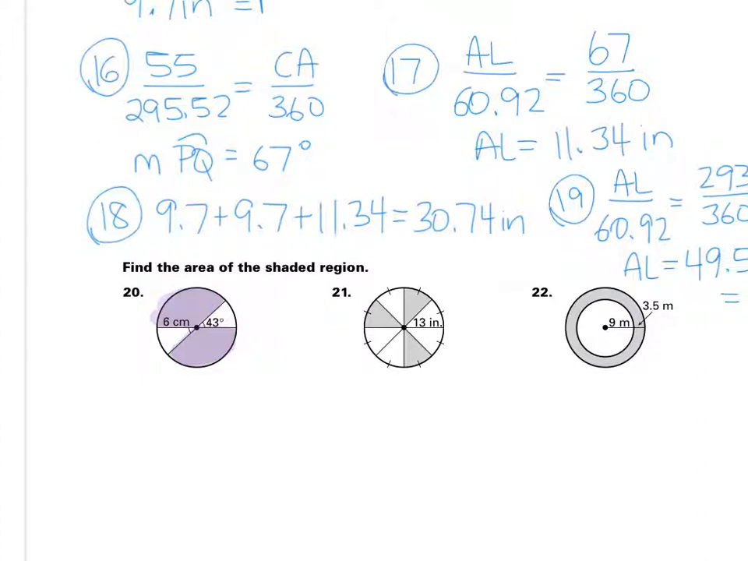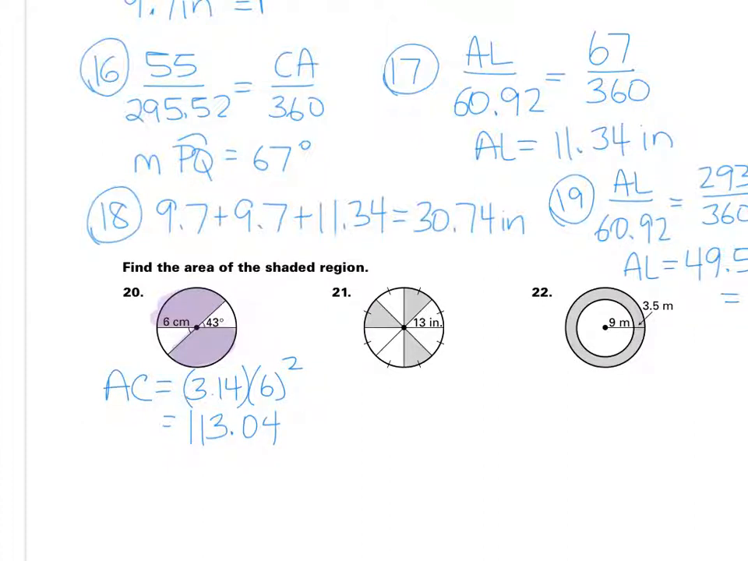So first thing we want to do is find the total area. Area of the circle is going to be 3.14 times the radius squared, which is 6. So that's 113.04.